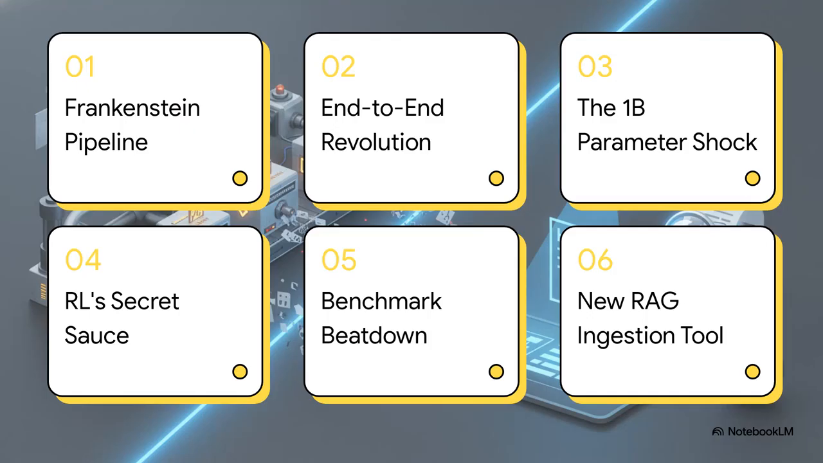So here's how we're going to break it down. First, we're going to look at the monster itself, that Frankenstein pipeline. Then we'll see the revolution that kills it. We'll get into the secret sauce that makes it all work, look at the cold, hard numbers that prove it, and finally, show you how this is about to become your favorite new tool for RAG ingestion.